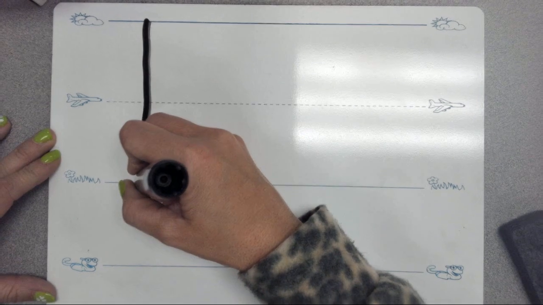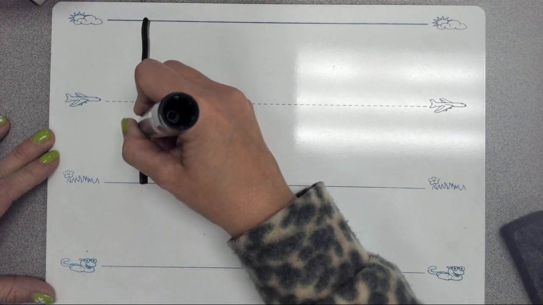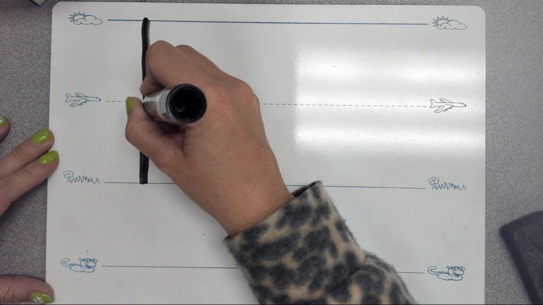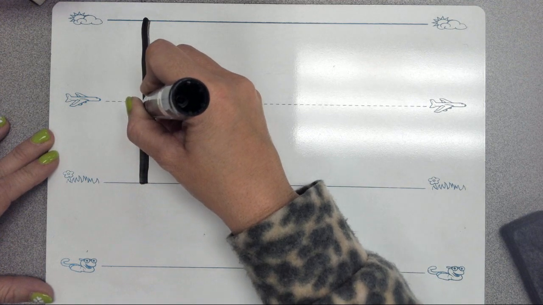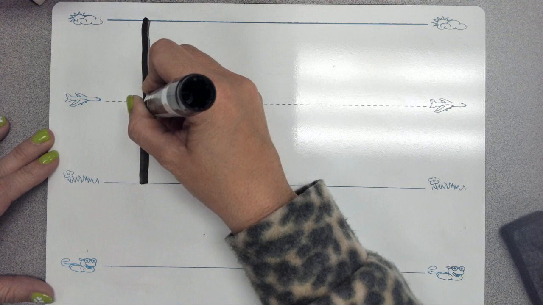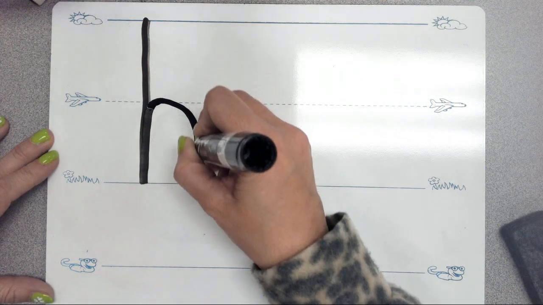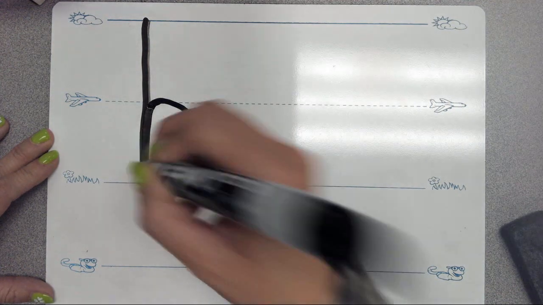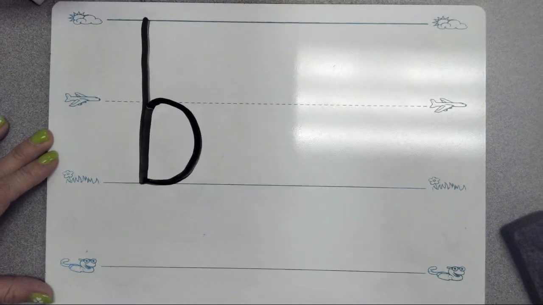Start at the skyline. Go down to the grass line. Trace back up on that same line to the plane line, and around down to the grass line. B, bat, B. Make sure your B has a belly. Check.